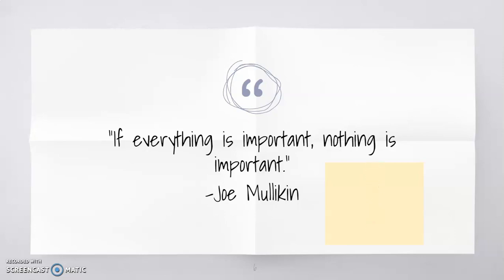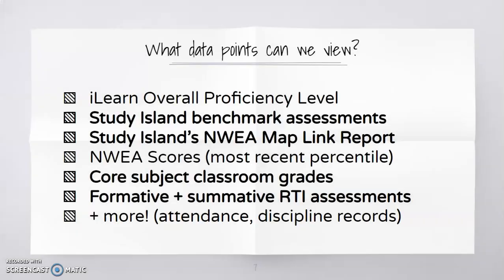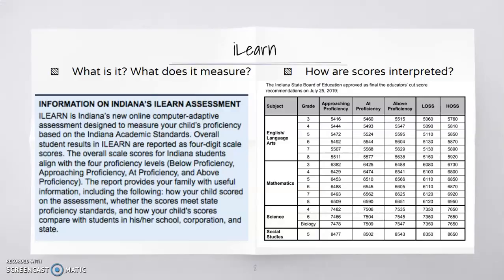This is a quote by Joel Mulliken. He writes for Edutopia, and when he was asked about data, he said, if everything is important, nothing is important. So I want to jump into what I find to be important, again, through an RTI perspective specifically. So here are some data points that we can view. I'm going to go over each of these in depth, but I did bold 4 data points that I find specifically useful for RTI. So let's jump into the first, which is iLearn.